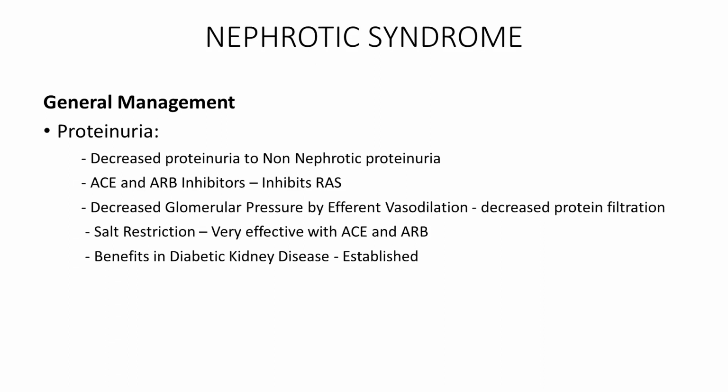Proteinuria: decrease proteinuria to non-nephrotic proteinuria, because the larger the amount of protein, the more chances of glomerular damage. For this, ACE inhibitors and ARBs are the drugs of choice. They inhibit the renin-angiotensin-aldosterone system. They decrease glomerular pressure by efferent vasodilatation, so they decrease protein filtration. Salt restriction is also very effective with ACE and ARB, and the benefit of ACE and ARB has been established in patients with diabetic nephropathy. So you can decrease proteinuria by the use of ACE and ARBs.